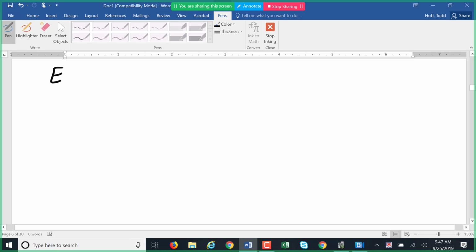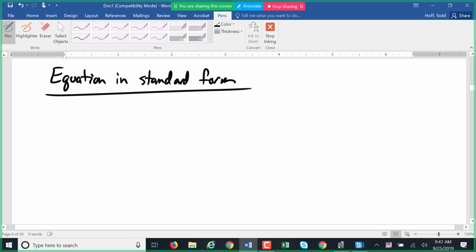So the equation of a parabola in standard form looks something like this. f of x equals a times x squared. Remember we said x has to have the power 2. Let's talk about a for a second. A does two things.